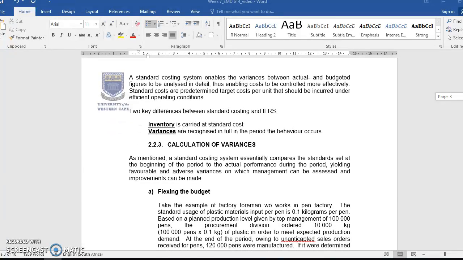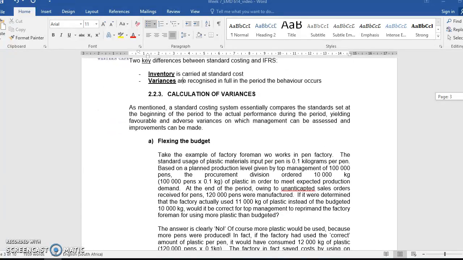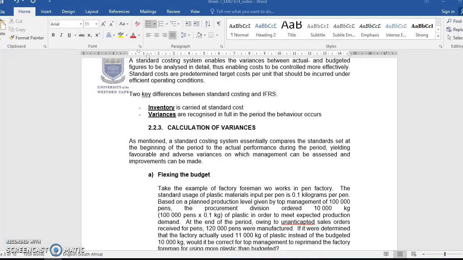So, the calculation of variances. The first concept that I need to explain to you is the concept of flexing your budget. Last week we did a budget, but the concept of flexing your budget is important when we're computing variances. If we take, for example, a foreman who works in a pen factory, the standard usage of plastic material input is 0.1 kilograms per pen. In other words, for every pen that's produced, they need 0.1 kilograms of plastic material.